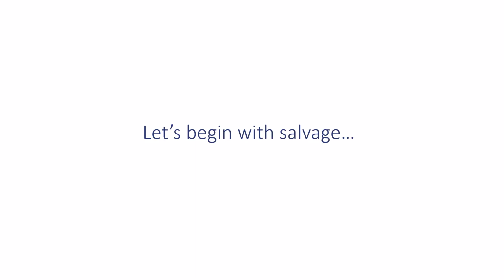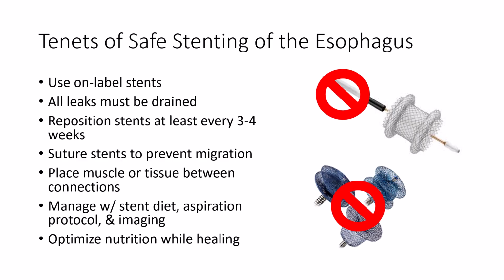First, we'll begin with salvage. The tenets of safe stenting of the esophagus include using on-label stents. Whenever an off-label stent is being acquired and used for a procedure, an IDE with the FDA should be indicated and applied. It is specifically important to make sure that devices or implants are not used like the Amplatzer, which is essentially a foreign body.